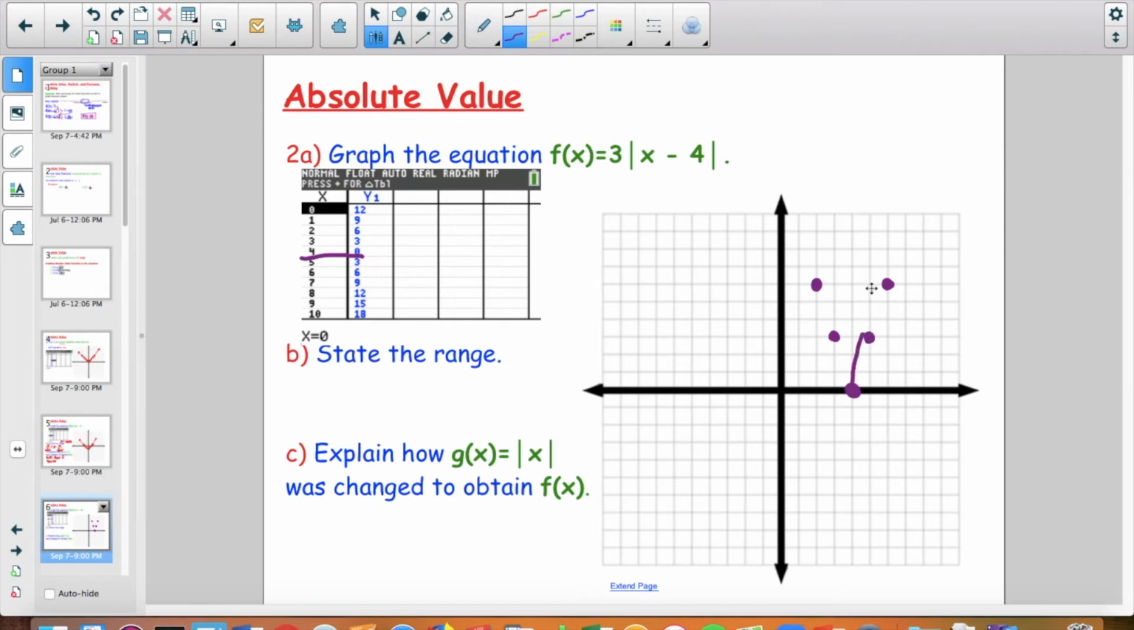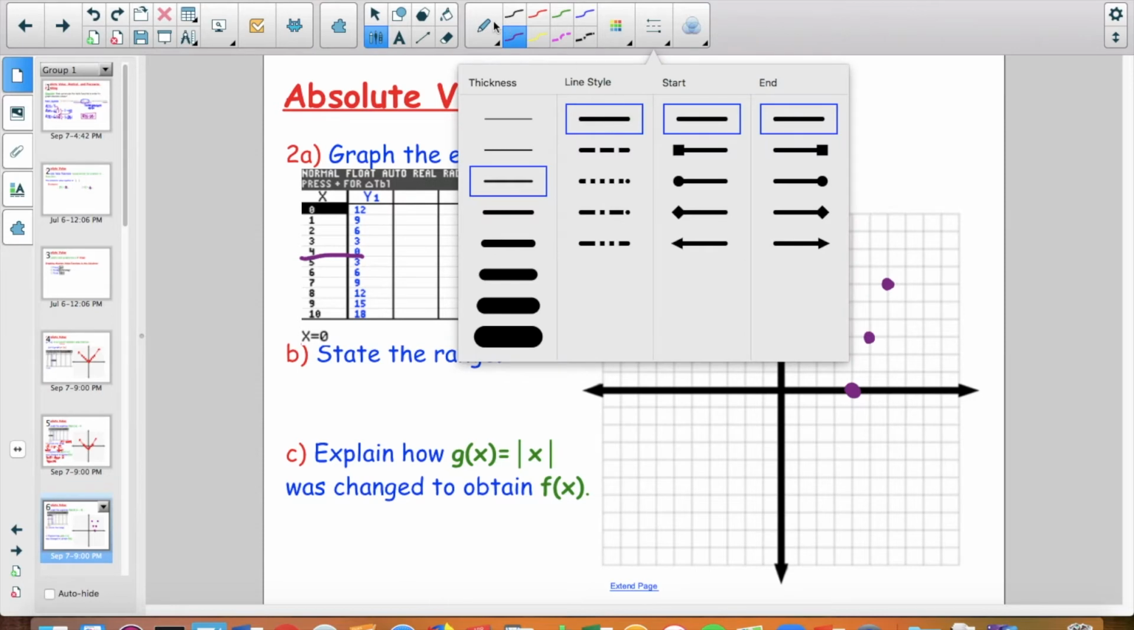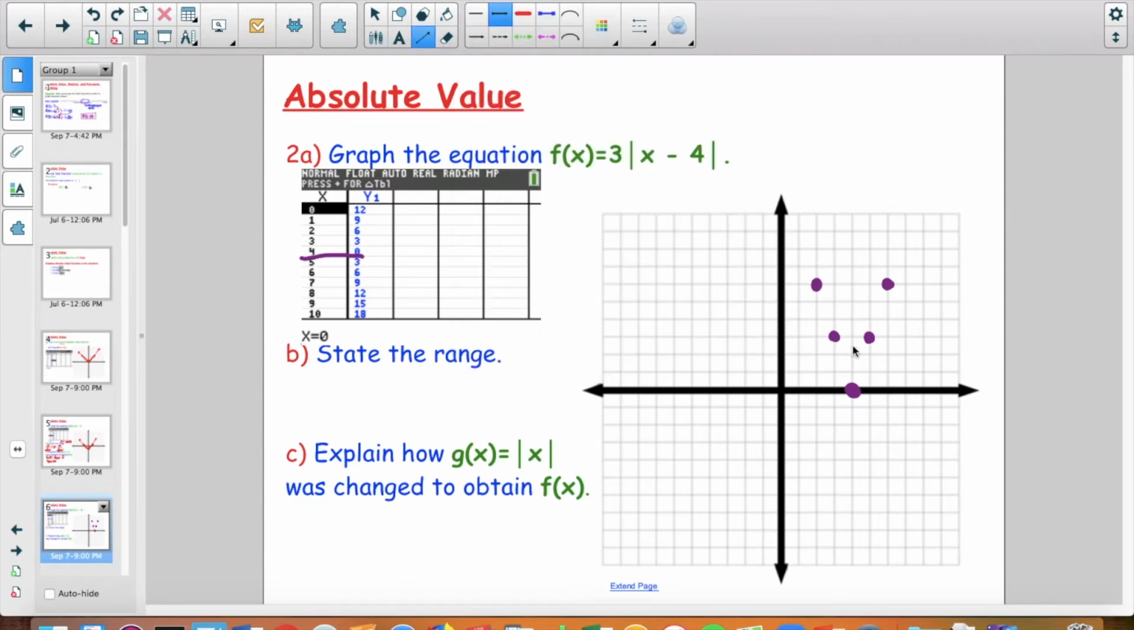Notice I forgot, oh my goodness, I'm going to get a straight line here. Notice when I was connecting these, I was using a point at the bottom, so it makes a V shape. That's how you should be connecting your graph. It should make a sharp turn and it should form a V.